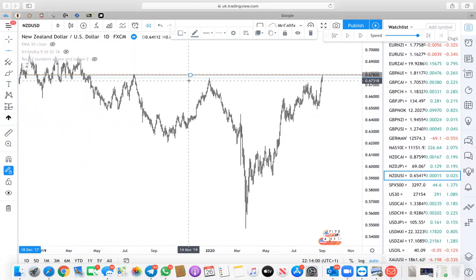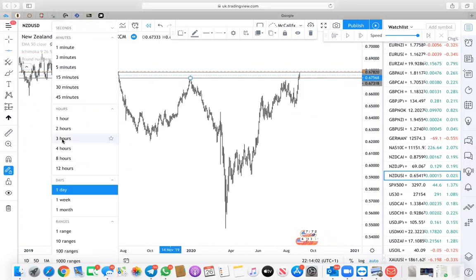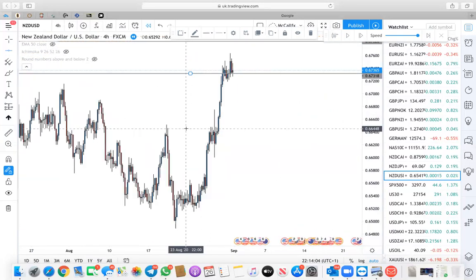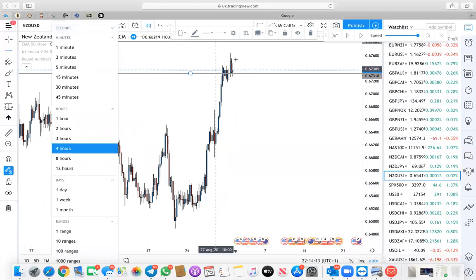And then I'm going to draw one here. All right. So what is telling me that this is going to drop? Basically, what I'm going to be doing around this region is I'm going to take this to a lower time frame, right? A lower time frame, because I want to see exactly what is happening here.